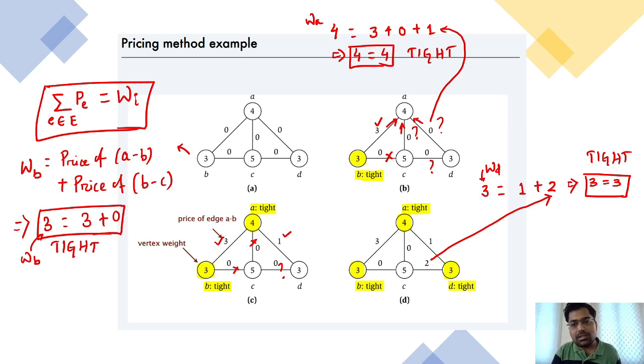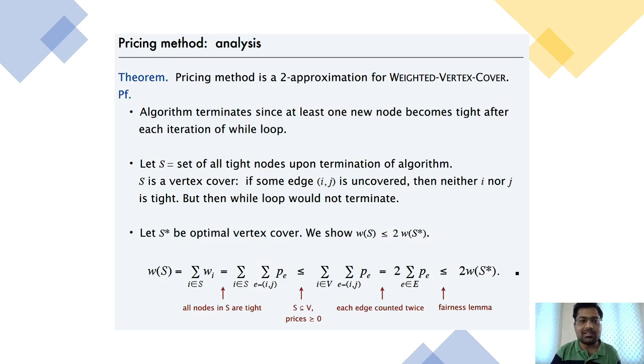Then how much more it is, that we are going to discuss. Clear? It is written as per the theorem: it is a two-approximation for weighted vertex cover. It is asking, okay, we just have a doubt whether it is a two-approximation or not. We have to prove it. Before proving, we should know the algorithm will terminate if at least one node becomes tight after each iteration of the while loop.